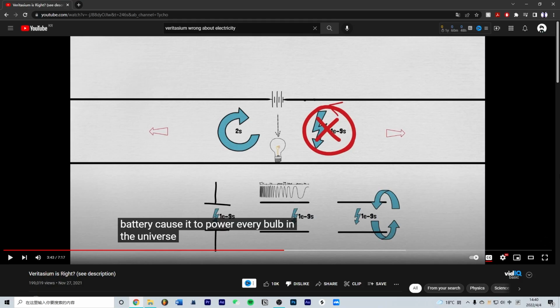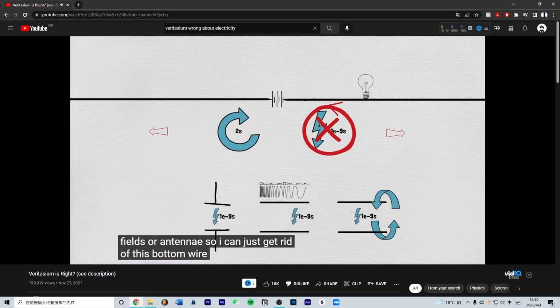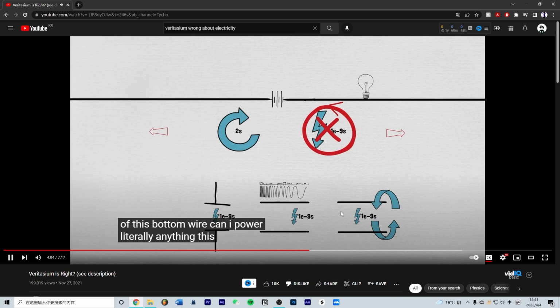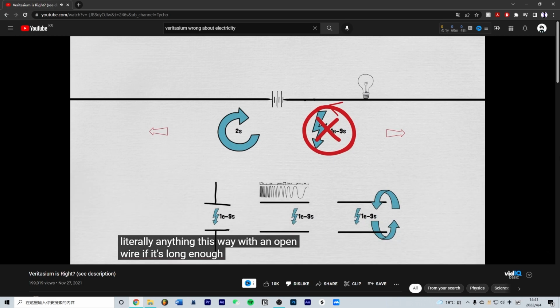I don't think my eyes are good enough for such a short duration of time. So I can just get rid of this bottom wire? Can I power literally anything this way with an open wire if it's long enough? Well, yes, if it is long enough, like you said.